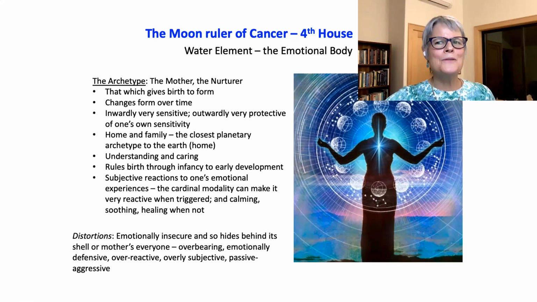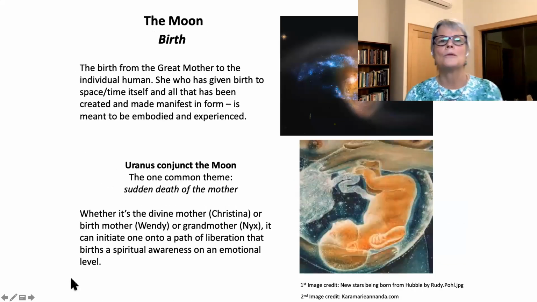Okay, so moving along, the moon also, the birth from the great mother to the individual human, she who has given birth to space-time itself and all that has been created and made manifest in form. It is meant to be embodied and experienced, and that is through the archetype of the moon, okay? 4th house, and Cancer. So there is a direct correlation between the Great Mother and one's own personal experience of giving birth. Now, it doesn't need to be giving birth to children. It could be giving birth to many different things, but it is the act of giving birth.